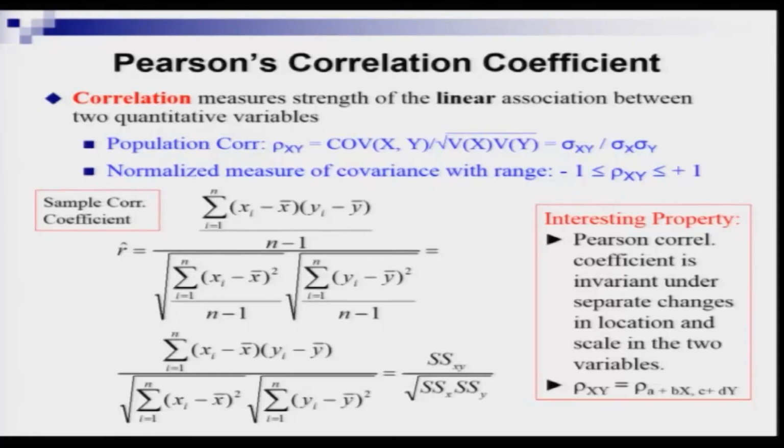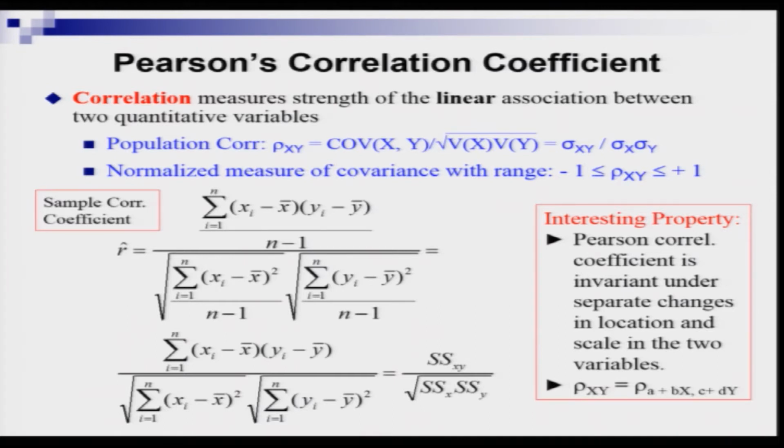So, here at the bottom part of the slide, I am showing you the sample correlation coefficient formula, which is given as R hat, because you need to estimate from a sample. You actually do not know the value of rho, which is the population parameter. Now, please concentrate on the numerator.